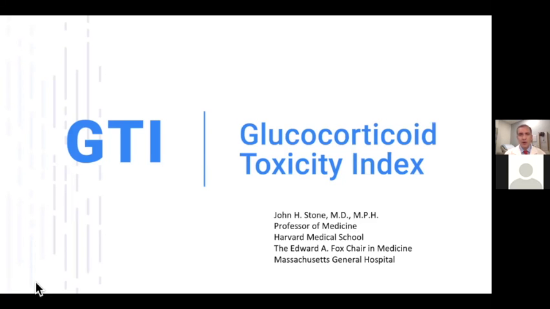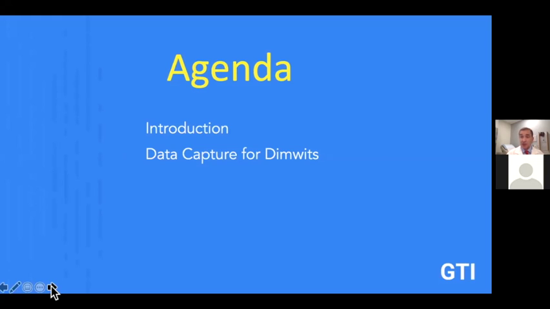So let's get going with the agenda. I'll talk about data capture for dimwits. People think that steroid toxicity is complicated, and it is to a certain extent, but the GTI has really made things simple by focusing on the important elements of steroid toxicity that are likely to change. And the data capture really is quite straightforward no matter how you use the GTI.